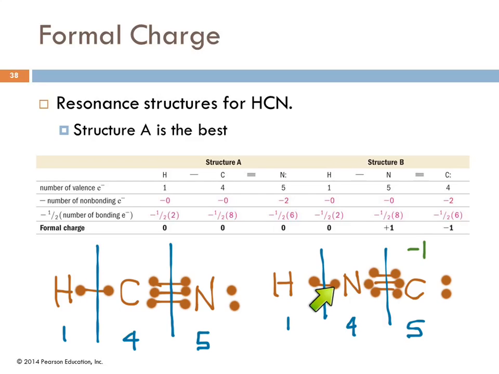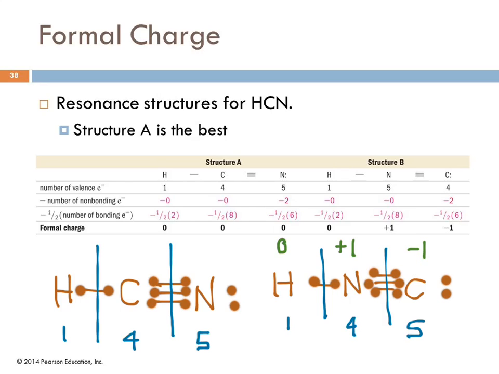Nitrogen owns 4 electrons in the Lewis structure. It came in with 5. 5 minus 4 is +1. Hydrogen owns 1. It came in with 1. 1 minus 1 is 0. So in this structure B, we have formal charges on our nitrogen and carbon. Nitrogen has a +1 formal charge. Carbon has a -1 formal charge.